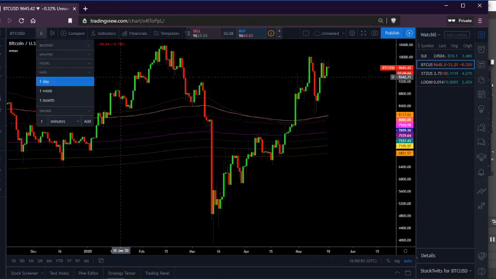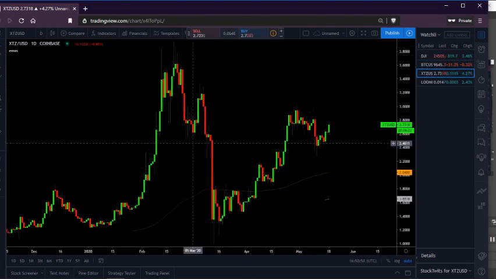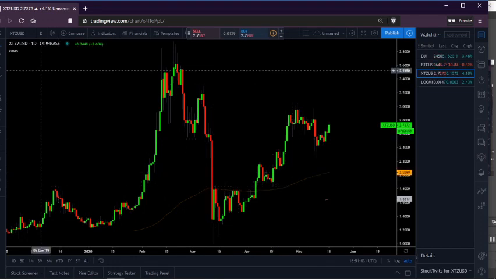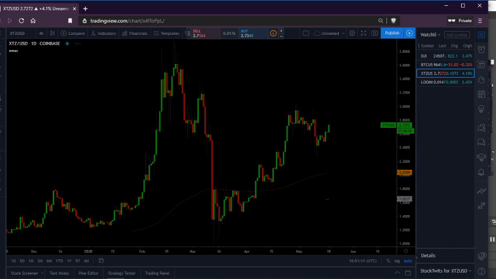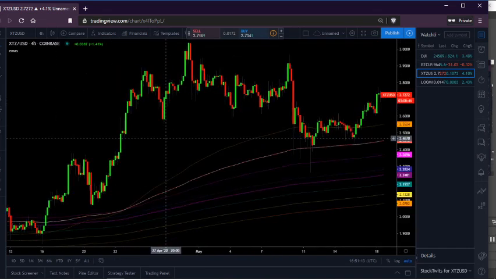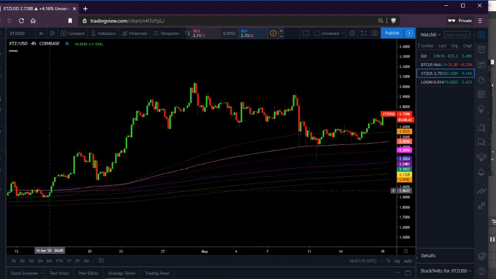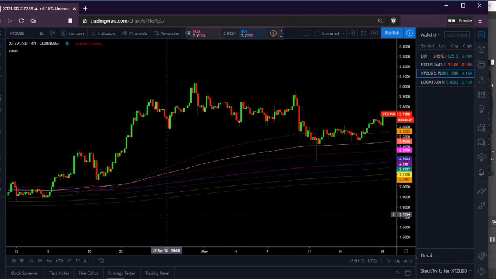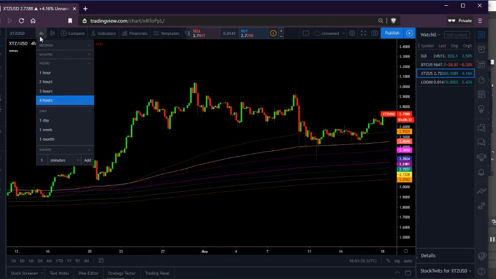You can go across any asset. XTZ doesn't show it on the daily because it's a newer asset and it's a smaller time frame. So let's go to 4 hours and you'll see those EMAs again appear on the screen. You see how it just keeps bouncing off these wave functions and going back up into them.